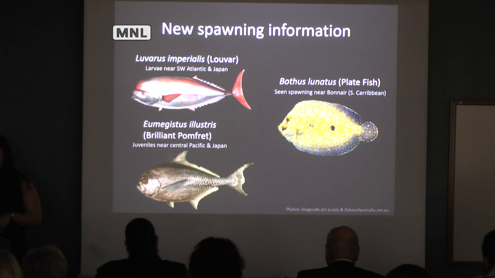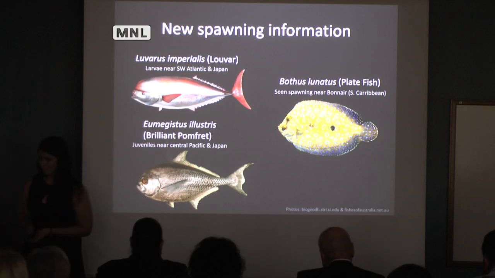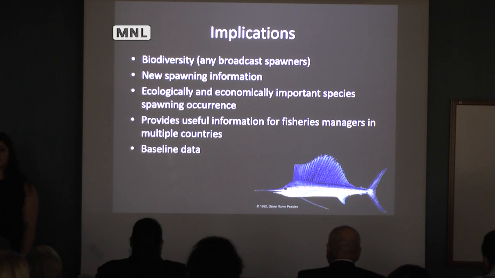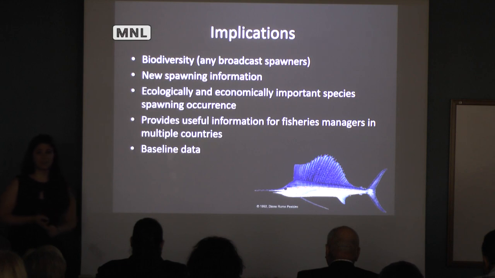And also we have the brilliant pomfret, which they had seen juveniles, only juveniles, not even larvae, near the Pacific and Japan. So we're seeing a spawning location for them as well. We also saw ecologically and economically important species spawning occurrences, which can provide useful information for multiple countries, including the United States, Mexico, and Cuba, all surrounding the Gulf of Mexico.